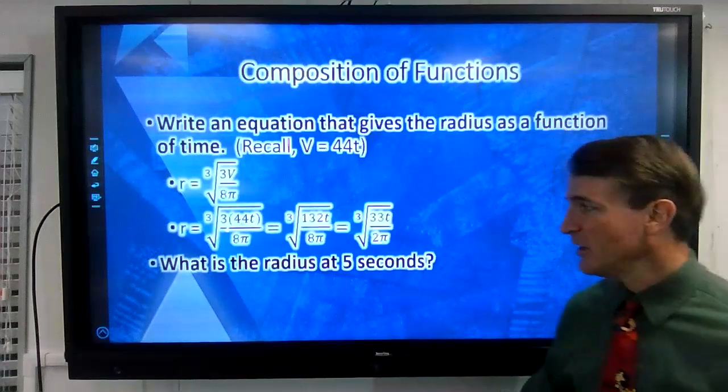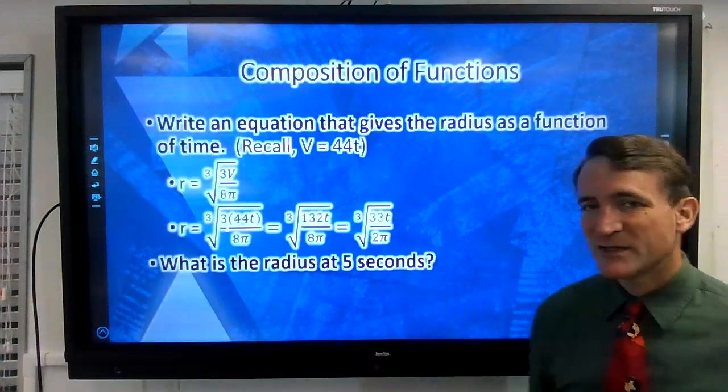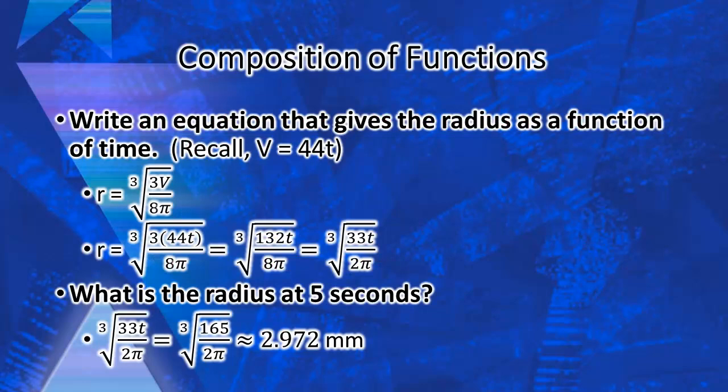If you substituted in a 5 for my t there, you'd get 33 times 5, which of course is 165. You divide by 2 pi and then take the cubed root of it, and you should get an answer of roughly 2.972 millimeters is the radius of your balloon.